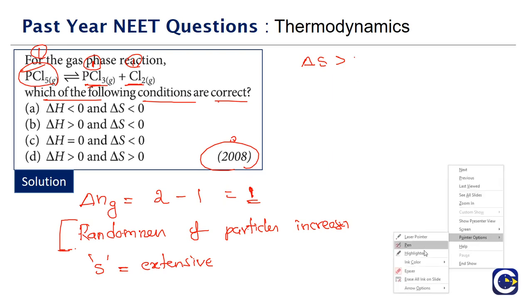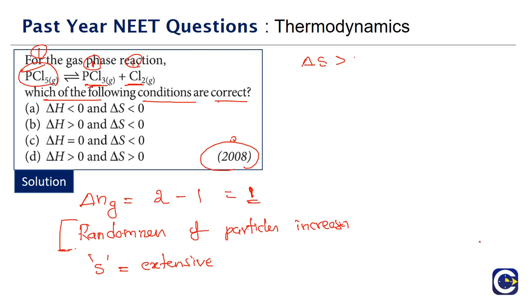In all the other options, delta S is coming as negative. So delta S will be positive clearly. Only in option D is delta S given as positive; in other cases it is given as negative. So A cannot be the answer, B cannot be the answer, C also cannot be the answer. Only D can be the answer based upon delta S.